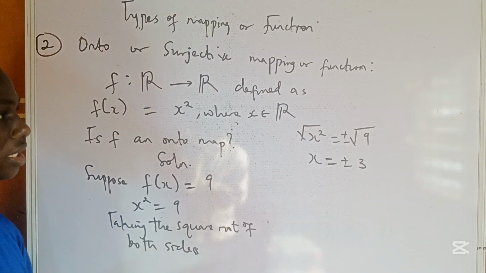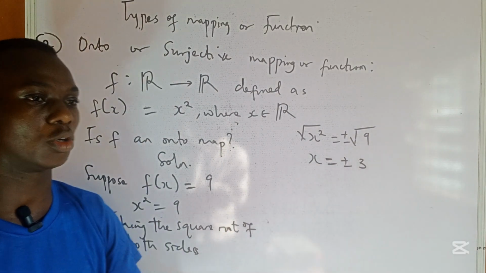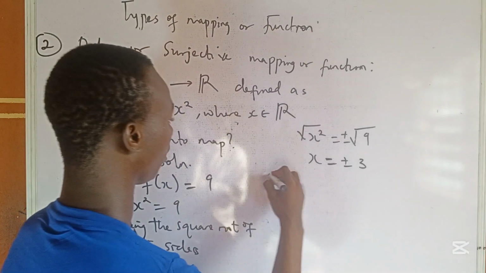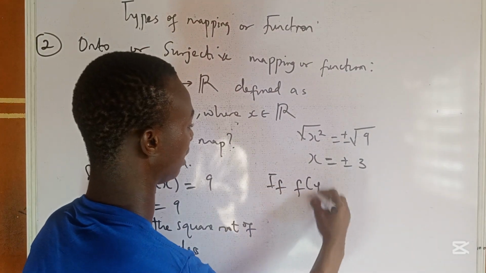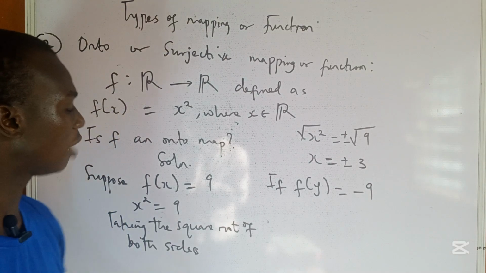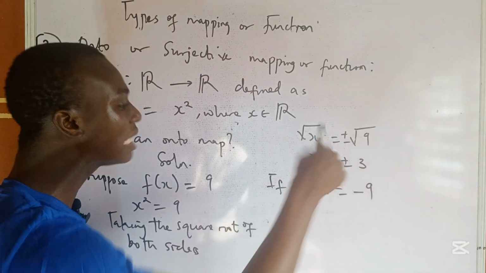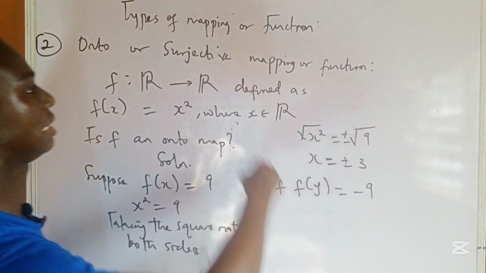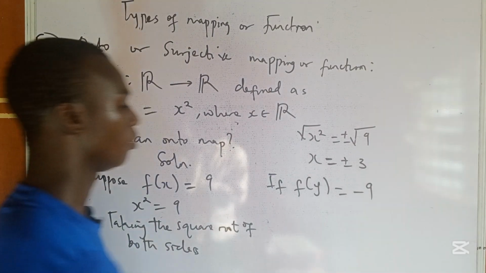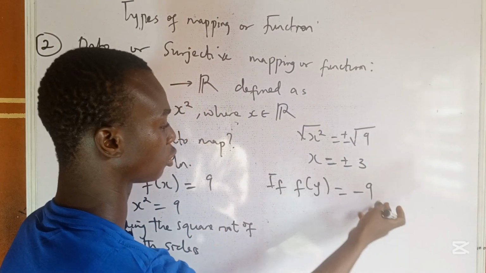So we have done the first case. Suppose I use another number. Let's say I take minus 9. If f of y equals minus 9, what I want to do is I want to know if minus 9 has a pre-image in this map or function. How do I do that? We have f of y equals minus 9, right?